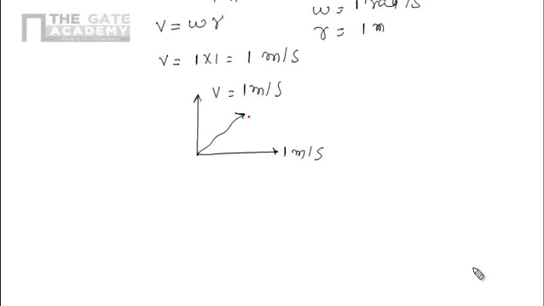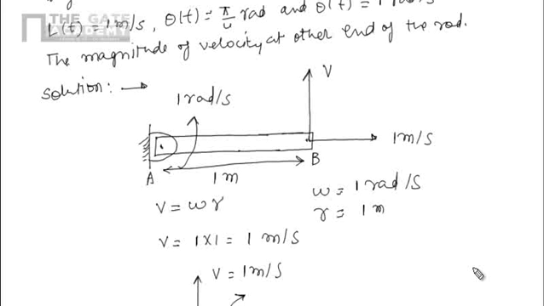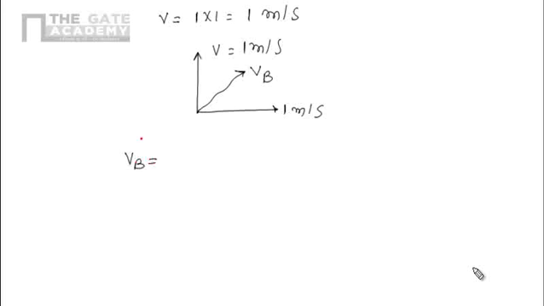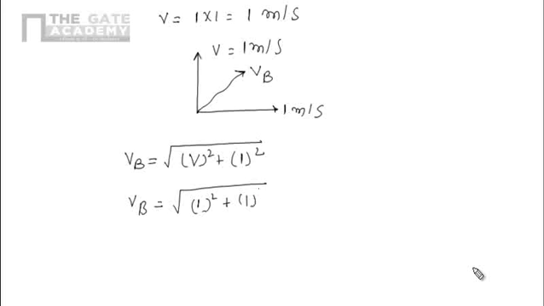Let's suppose this point is A and this point is B. I am interested in VB, the velocity at the point B, that is the other end. So VB equals the square root of V squared plus 1 squared. So VB equals 1 squared plus 1 squared, which is 1 plus 1, so root 2 meter per second. This is the velocity at the other end of the rod.